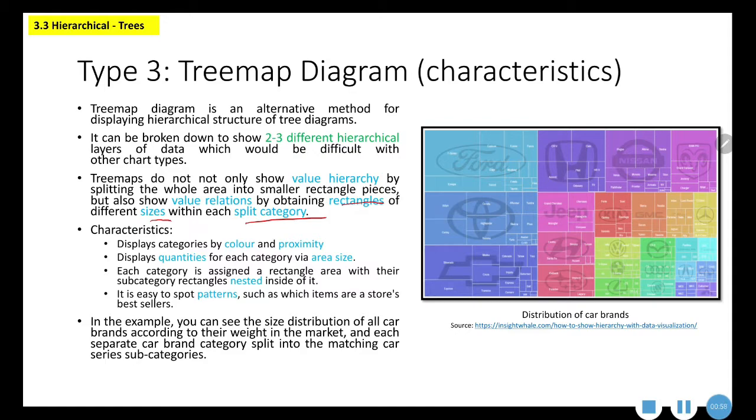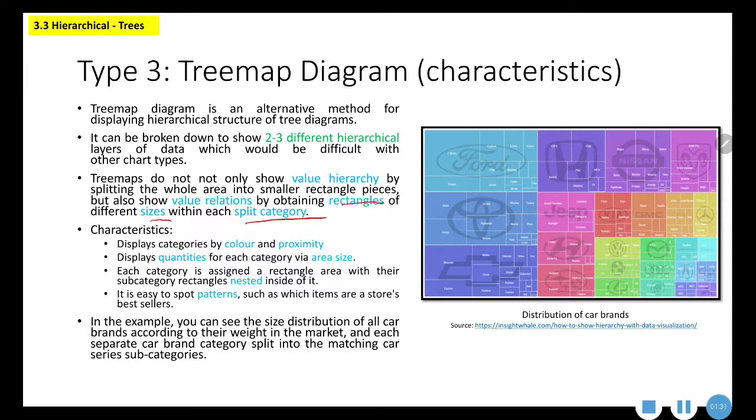This tree map diagram represents the distribution of car brands. Okay, so it is displayed by different color and proximity. Each color represents one brand, and it displays the quantities for each category via the area size. So the bigger the area size, we understand that the quantity is higher as compared to the smaller size of rectangle.